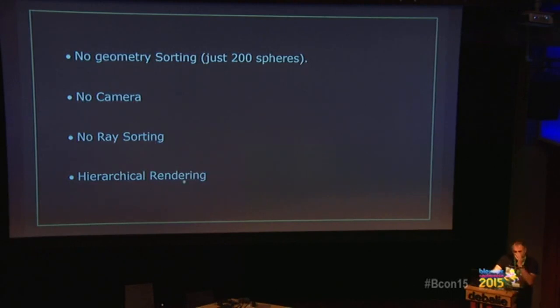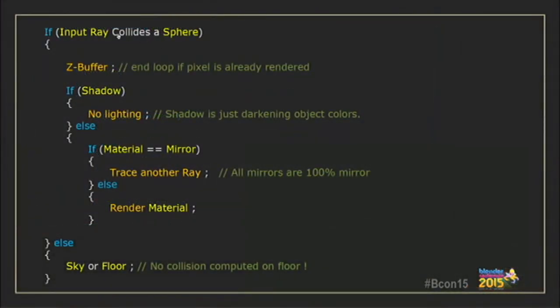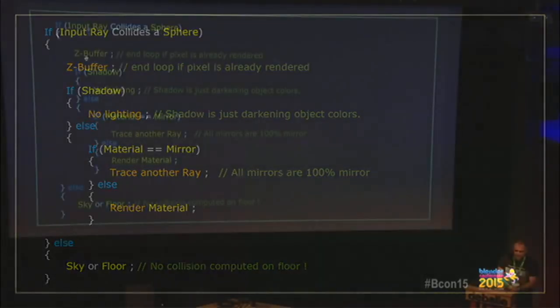Hierarchical rendering is a way to stop rendering as fast as possible, sorting the tasks to do the most complex first, so if I don't need it, I go to the other one. So here is my algorithm. At first, what happens if a ray is colliding with a sphere? If not, I just render the sky or the floor. One thing, I do not do ray collision with the floor.